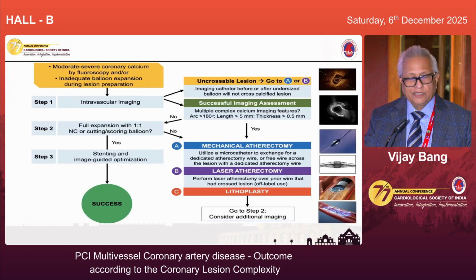And calcium is another aspect that puts multivessel disease PCI in a bad light. So we now have various tools with which we can optimize or modify the calcium so that stent expansion is normal, which reduces the MACE rate.